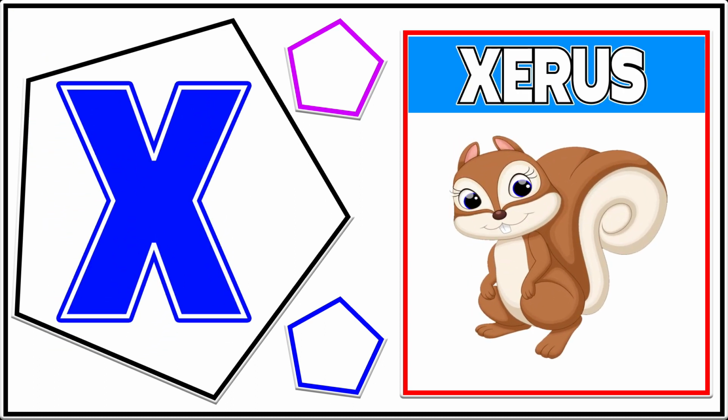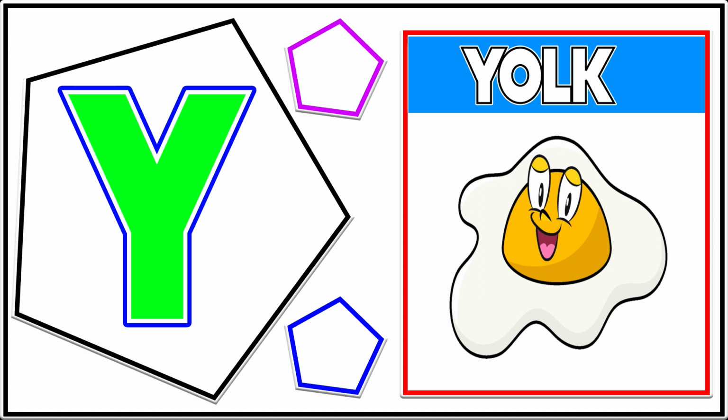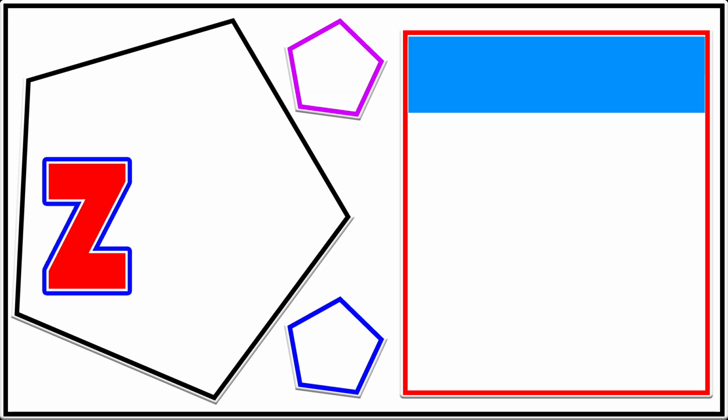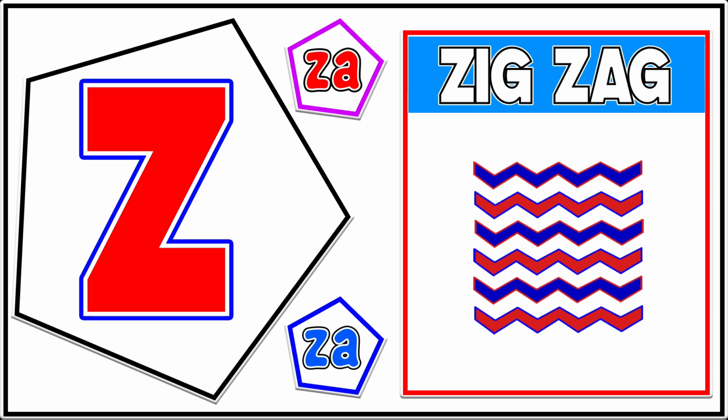X for xylophone. X, x, xylophone. Y for yak. Y, y, yak. Z for zigzag. Z, z, zigzag.